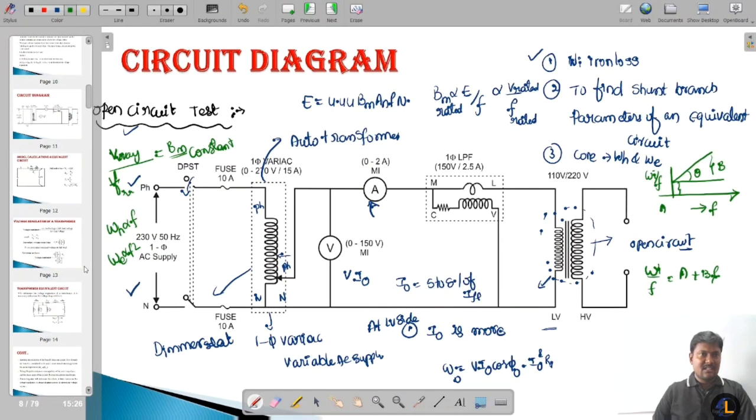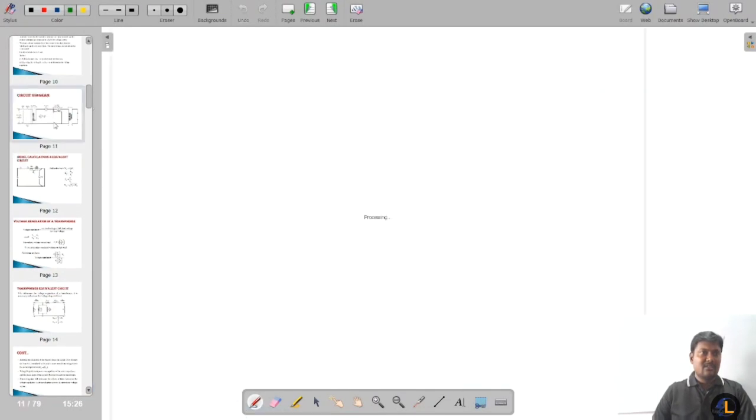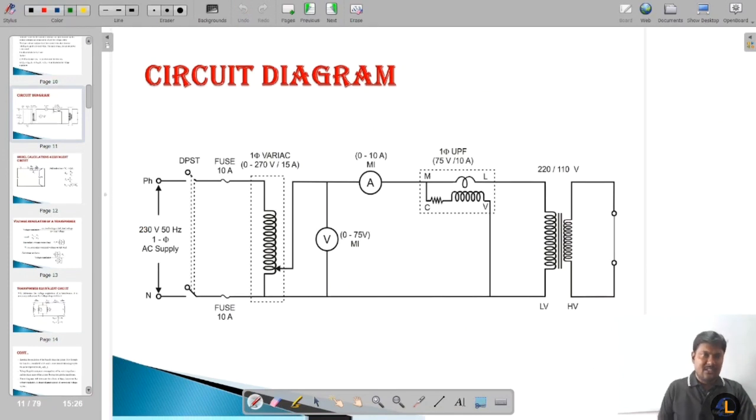The next test is an important test. It is called the short circuit test. This test is called the short circuit test. So the main objective of this test is to find out copper losses. That means ISC square R02 or R01, that is I2 square into R02 or R01.